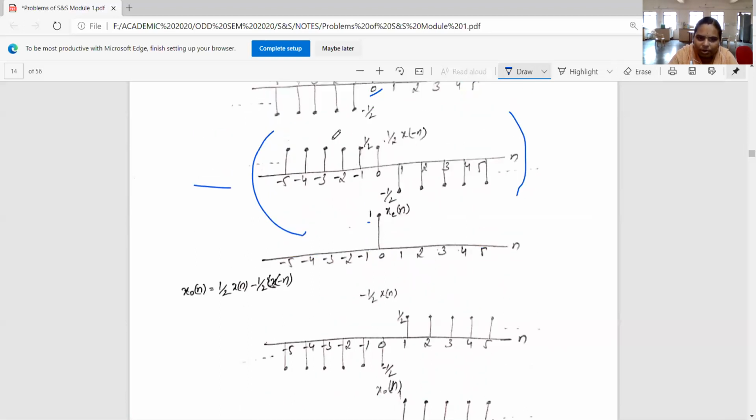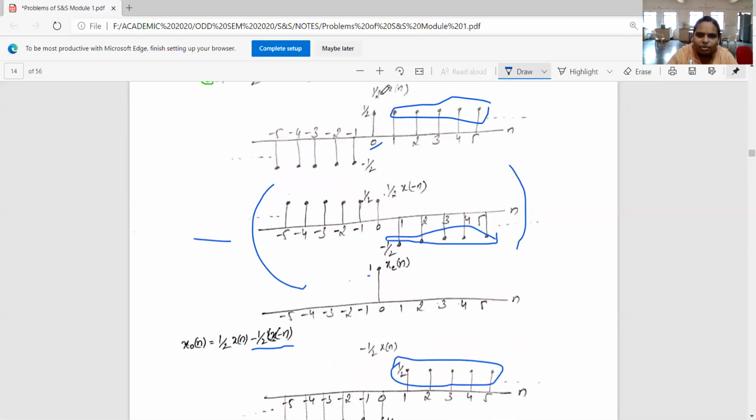The positive values are going to be changing to the negative. Observe here, the positive 1 by 2 from minus 5 to 0 is going to change to negative values of minus 1 by 2 with the amplitude, and the negative values of the amplitude from 1 to 5, when I multiply with minus, are going to change to the positive values of the signal, that is from 1 to 5. This is what minus 1 by 2 x of n signal. We got this, and we already have our 1 by 2 x of n signal, right?